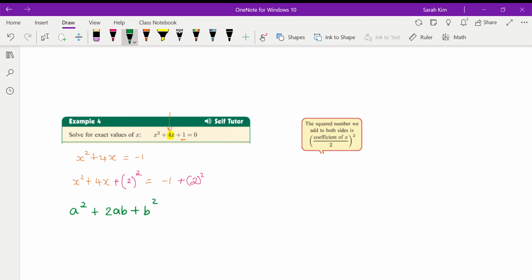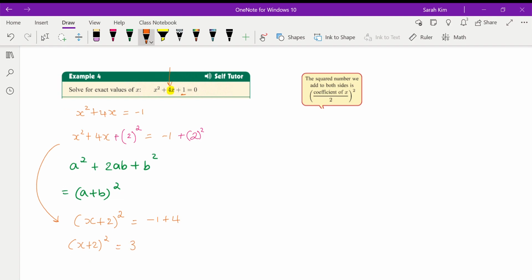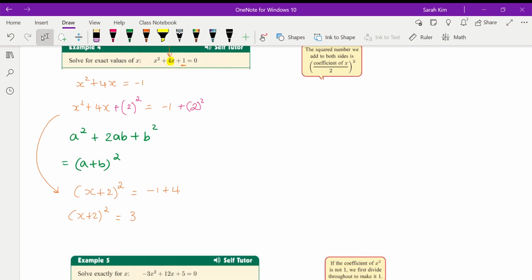So when we factorize it, it goes to a plus b squared. If I look at that analogy, it's going to be x plus 2 squared. And then all I have to do is figure out the right hand side. So minus 1 plus 4 is 3. Right, so almost there. So now I've factorized it.